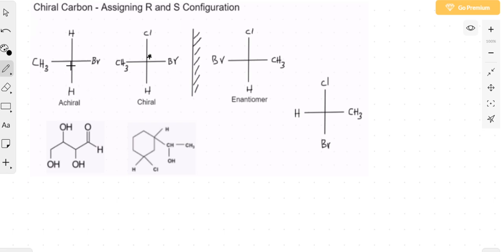You could see that this carbon atom is not attached to four different groups. Such carbons are referred to as achiral, whereas if a carbon is attached to four different groups, we call it a chiral carbon.